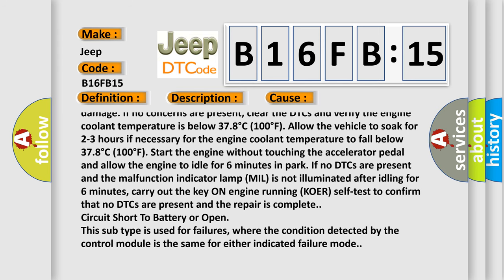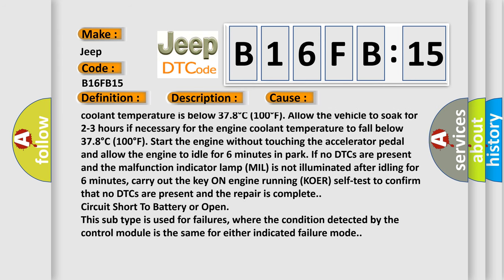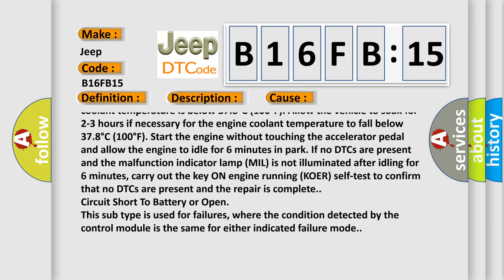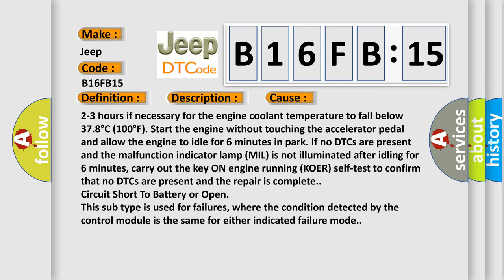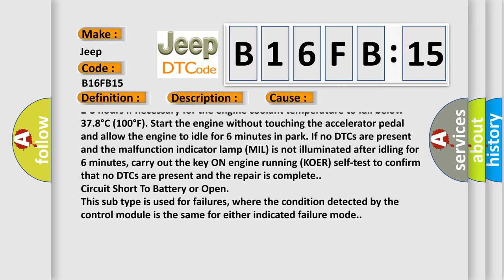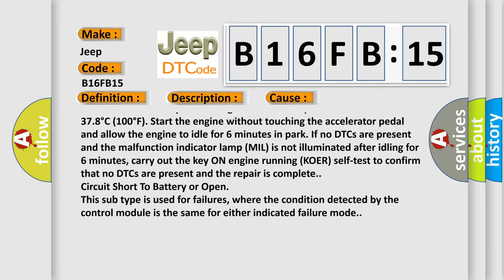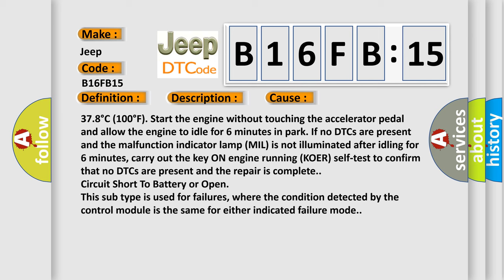Start the engine without touching the accelerator pedal and allow the engine to idle for 6 minutes in park. If no DTCs are present and the malfunction indicator lamp is not illuminated after idling for 6 minutes, carry out the key on engine running, KOER, self-test to confirm that no DTCs are present and the repair is complete. Circuit short to battery or open.